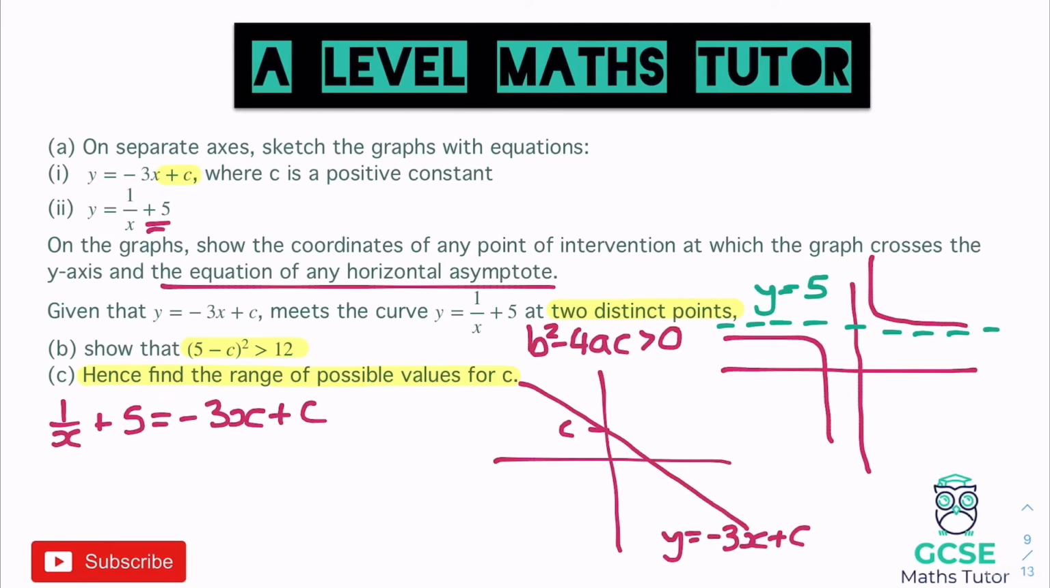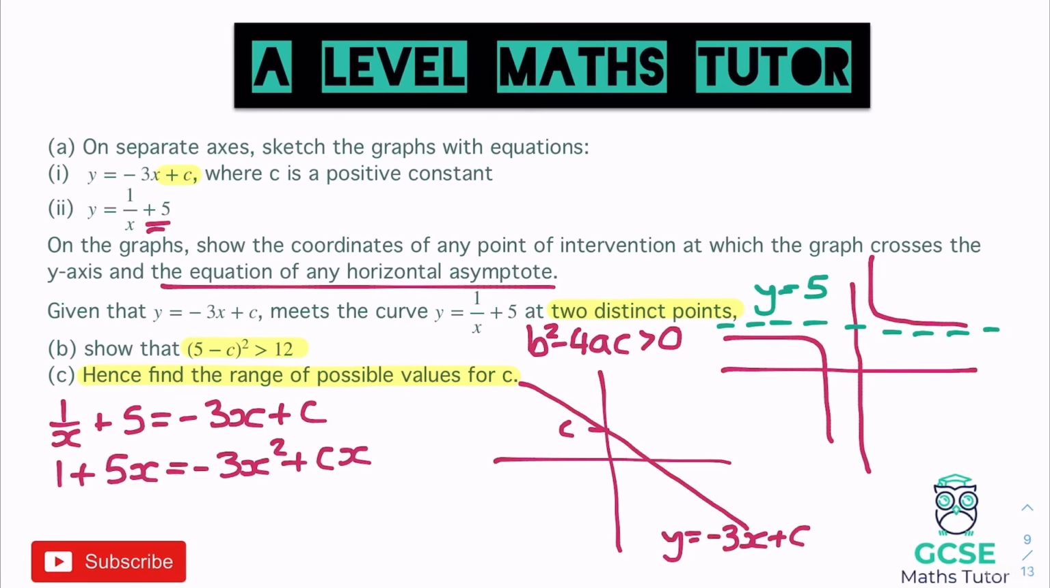So let's get rid of the fraction before moving anything. It doesn't really matter which order we do it in, but let's go with that. If I multiply everything by x to start with, that gives us 1 plus, and then everything's getting multiplied by x, so 5x equals negative 3x squared plus xc, or cx, whichever way you want to write that round. Right, adding that 3x squared to the other side and subtracting the cx, let's see what we get.